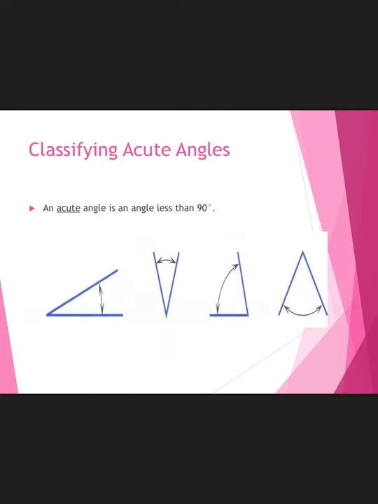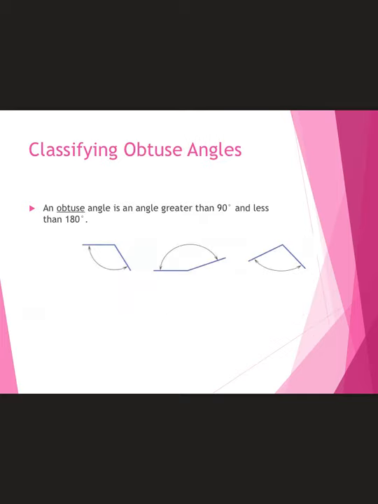Now we also can classify angles. So an acute angle is an angle less than 90 degrees. You can try to remember this as a cute little angle. An obtuse angle is greater than 90 degrees but less than 180. So those are going to be your larger opening angles, and you can see some different figures here.